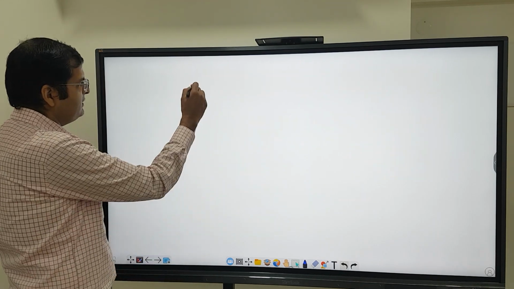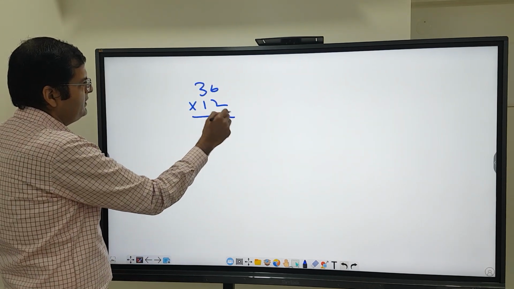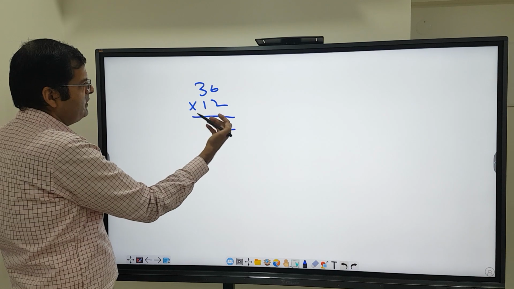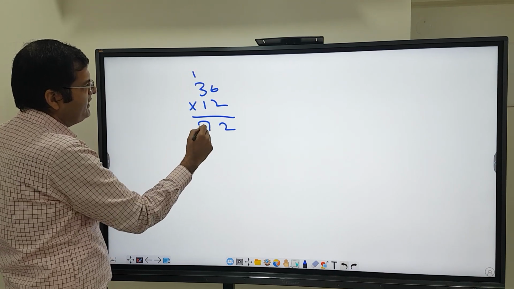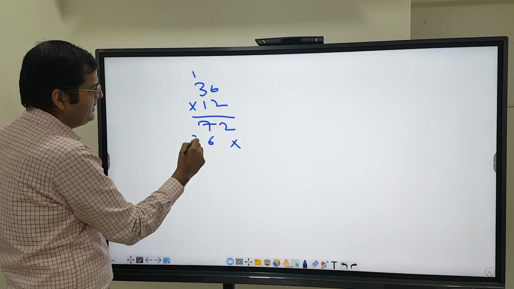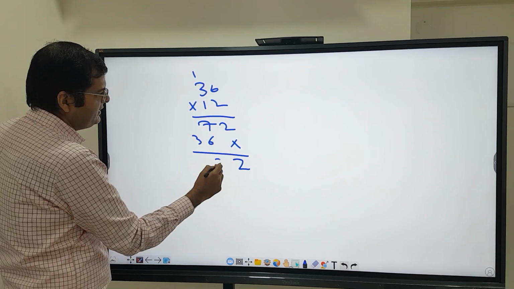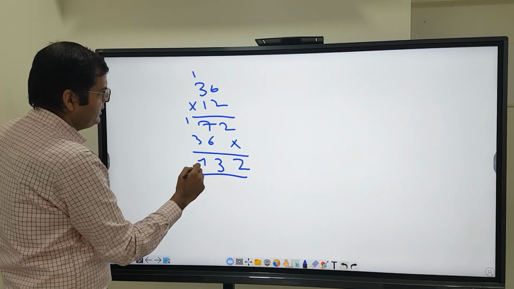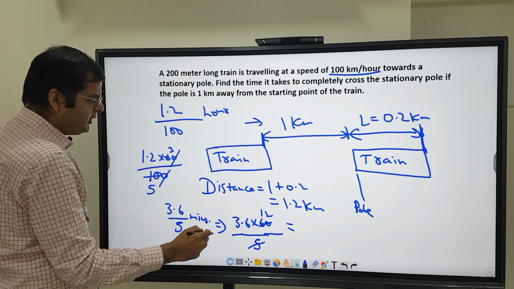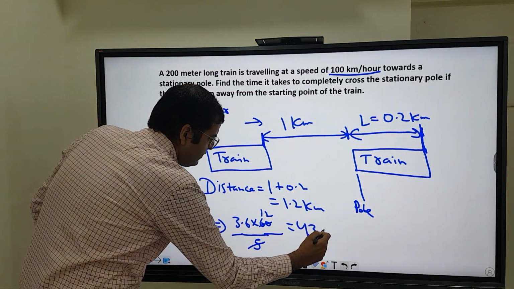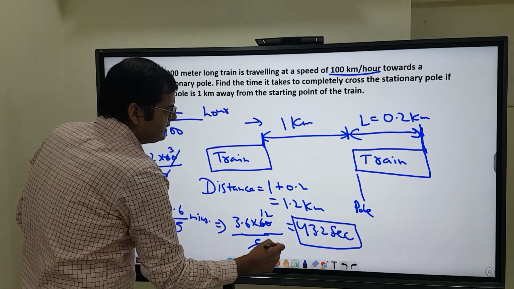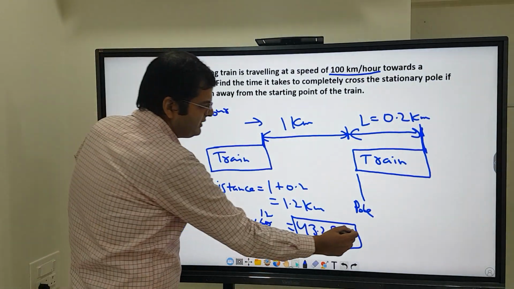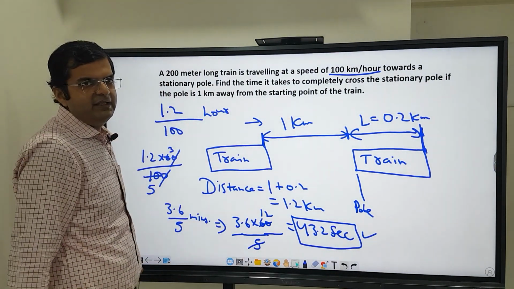If you do 36 into 12: 6 2s are 12, here 2, here 1. So 36 into 2 is 72, 6 and 3. So 2, 7 and 6 is 13, 1, 4, 3, 2. So it is 43.2 seconds, and that is given as the answer. So 43.2 seconds is the right answer here. Alright, that's how you solve the question.